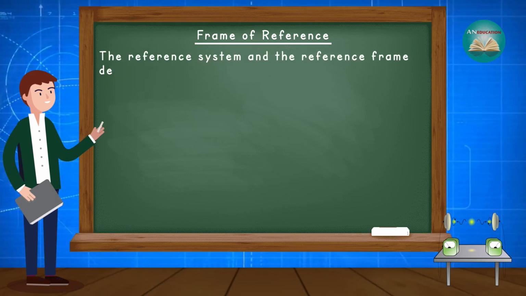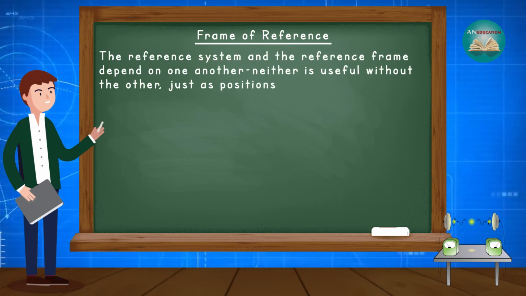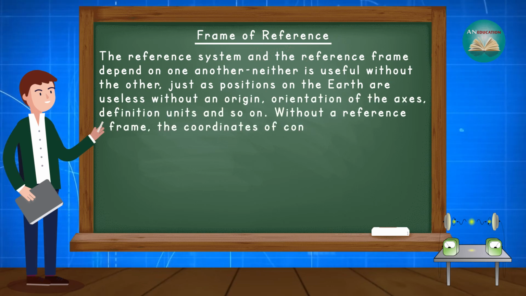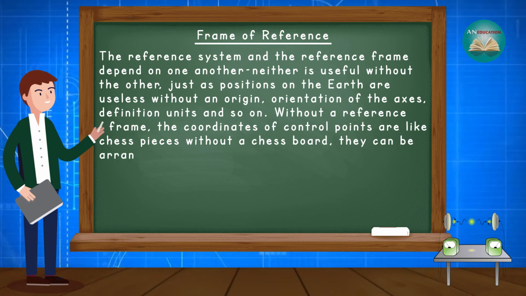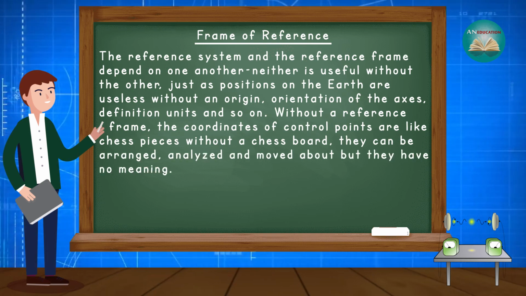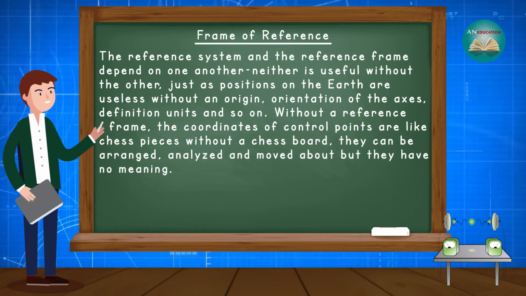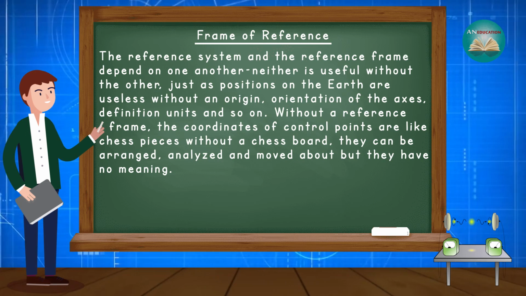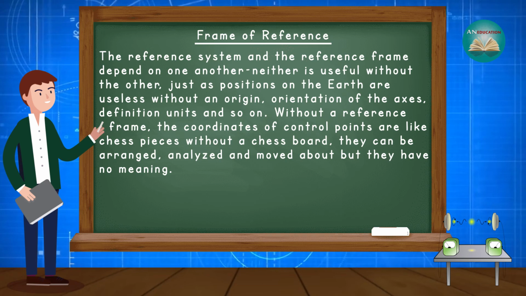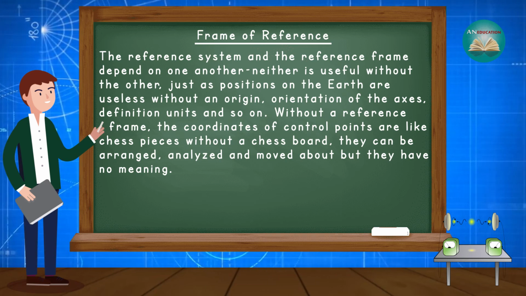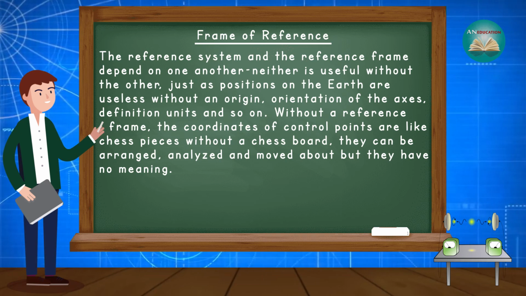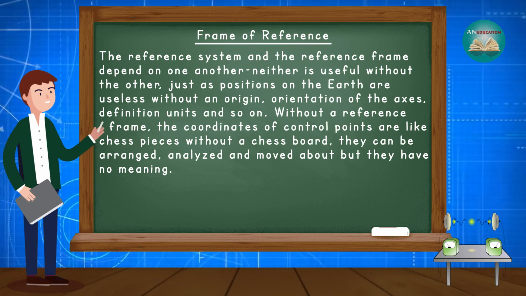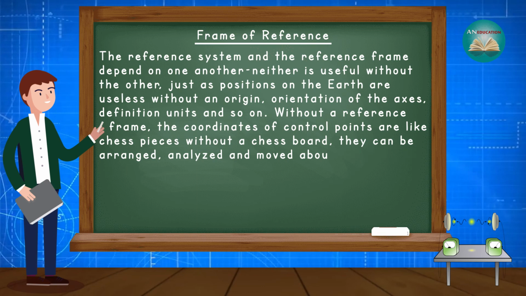The reference system and the reference frame depend on one another. Neither is useful without the other, just as positions on the earth are useless without an origin, orientation of the axes, definition of units, and so on. Without a reference frame, the coordinates of the control points are like chess pieces without a chessboard. They can be arranged, analyzed, and moved about, but they have no meaning.